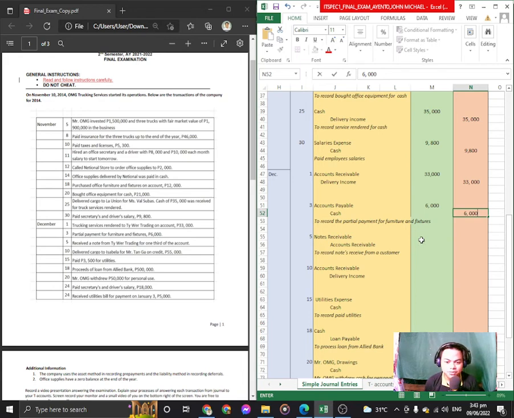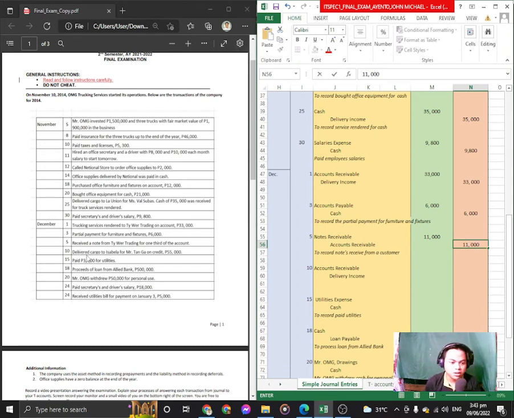Okay, for the December 5, we receive a note from the Taiware Trading for the 1/3 of the account. Okay, account notes receivable. So, the debit, we have the 11,000 pesos. Okay, the note receivable for December 5. On the third account, we have 11,000 pesos for the debit, and accounts receivable also 11,000 pesos. To record the notes received from a customer.